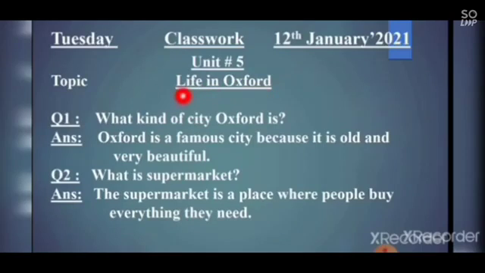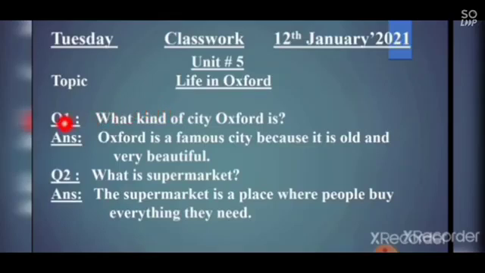L should be capital. LIFE, life. Then put some space. Then write in. Then again space. Then write Oxford. O should be capital. OXFORD, Oxford. Then come to our next line and give some space. Here are some questions of the book, which we will answer all in concise form.